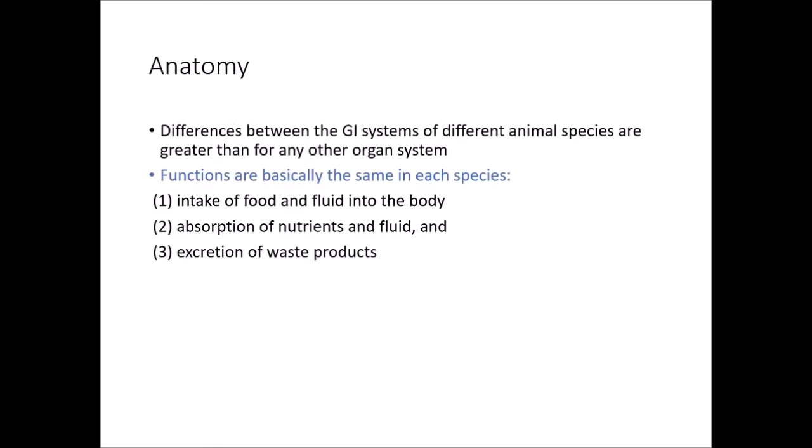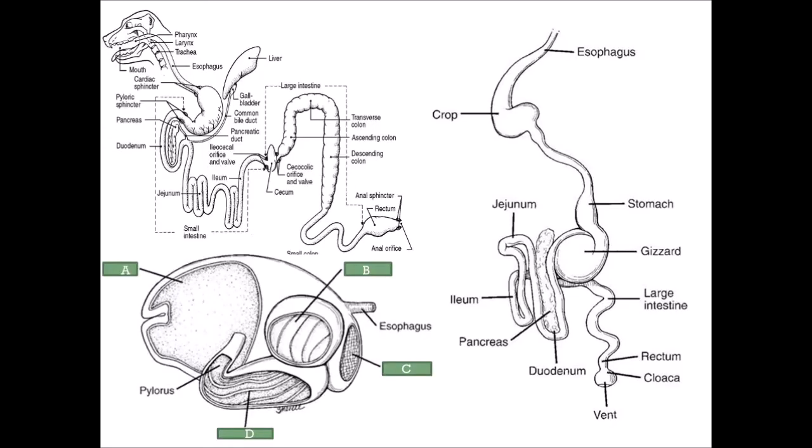Anatomy: there are differences between the GI systems of a lot of different animal species, and we've gone over that in anatomy and physiology. It's greater than any other organ system that we talk about. Functions are basically the same in each species, though. It's the intake of food and fluid into the body, absorption of nutrients and fluid, and the excretion of waste products. Here are the three major GI systems that we talk about.